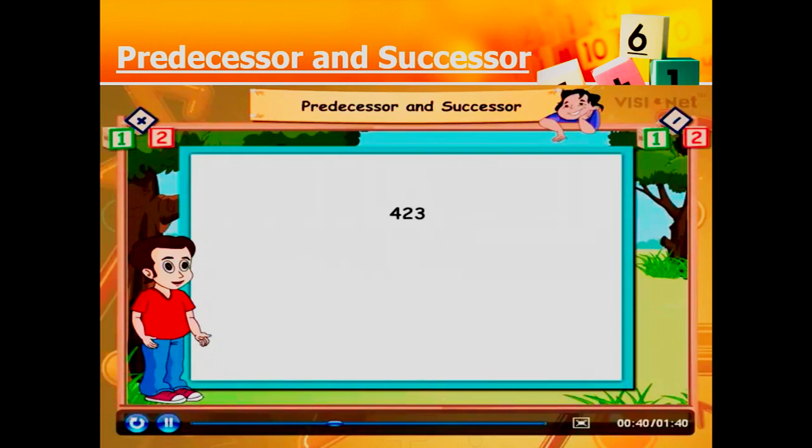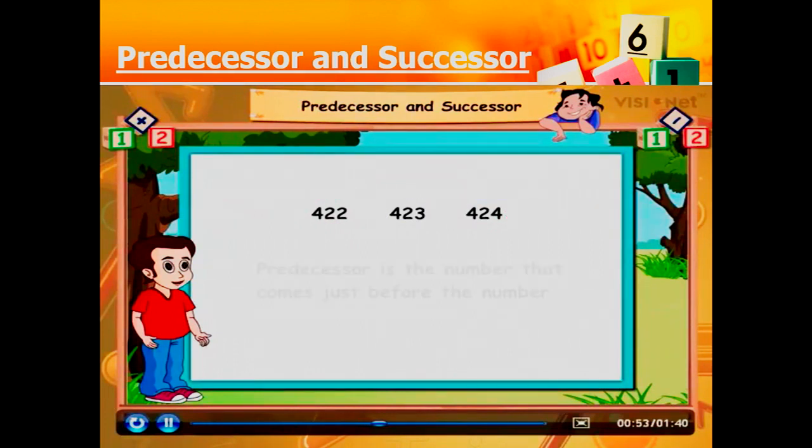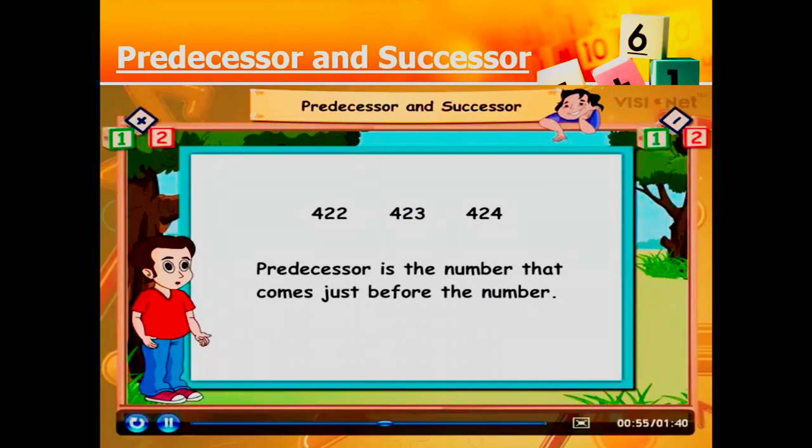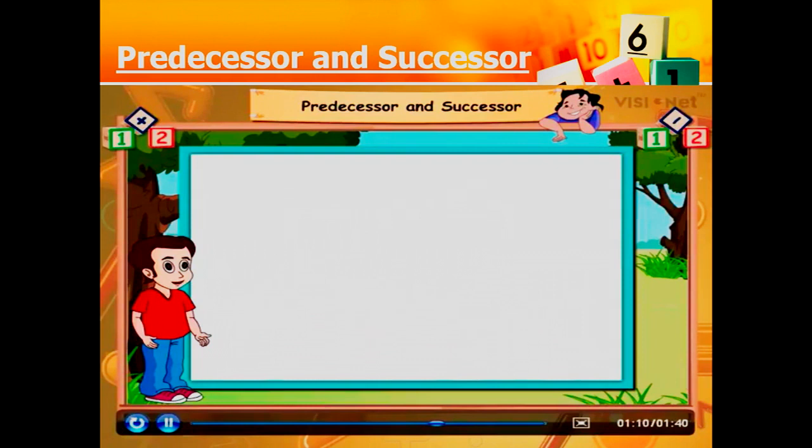So, in the numbers 422, 423, 424, 422 is the predecessor of 423 and the number 424 is the successor of 423. So the predecessor is the number that comes just before the number, that is, 1 less than the number, and the successor of a number is the number that comes just after the number, that is, 1 more than the number. Look at some more examples.